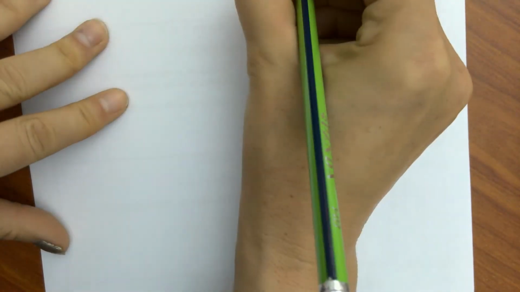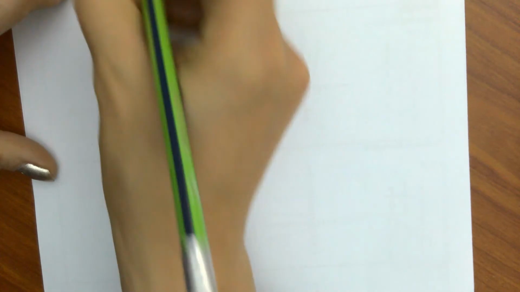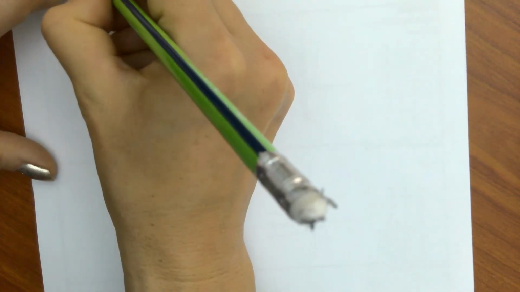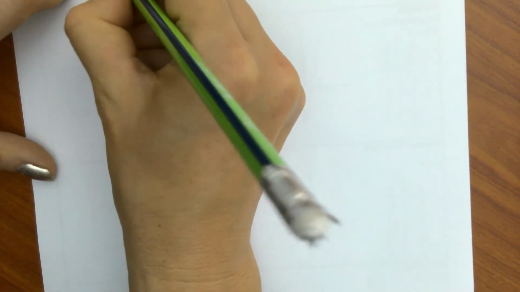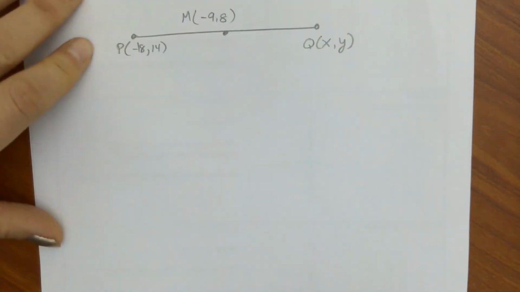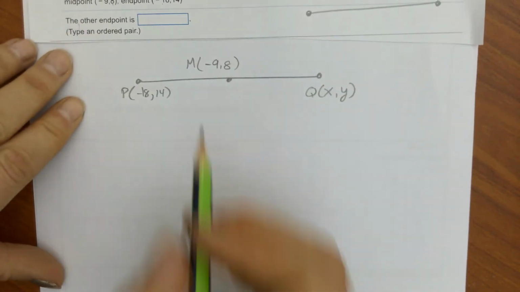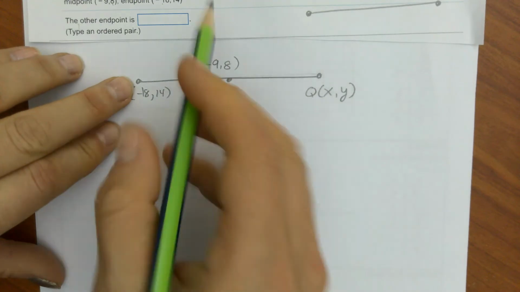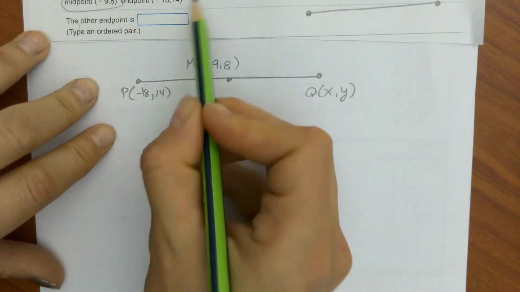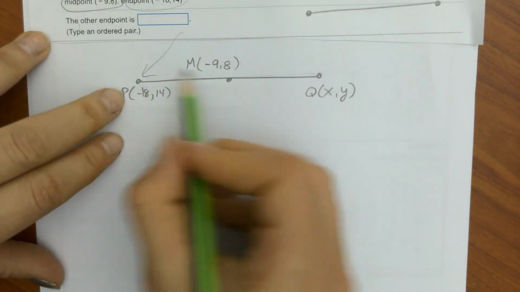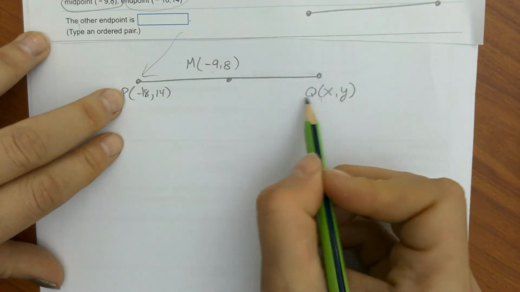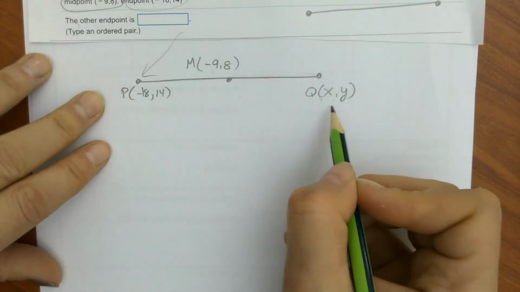So let's draw. My midpoint is minus 9, 8. It's called M. One endpoint is this, let's call it P, negative 18, 14. Let's call this one Q. We don't know it, so we just call it XY. Oh, you can't see anything I'm writing. So what I did is I just drew it. I put my midpoint in the middle, I put my endpoint here, and then I called it Q, and I gave it XY because we don't know the points for this.